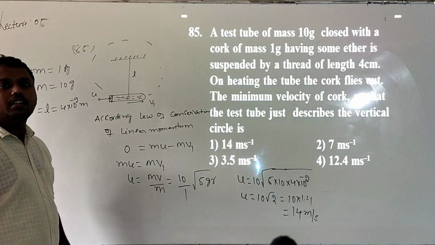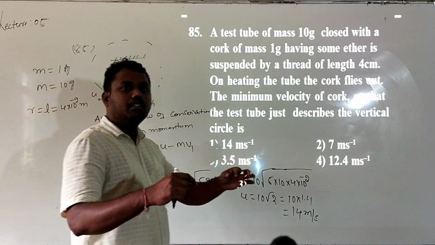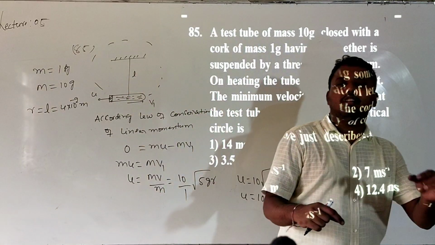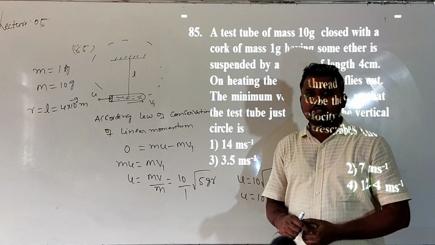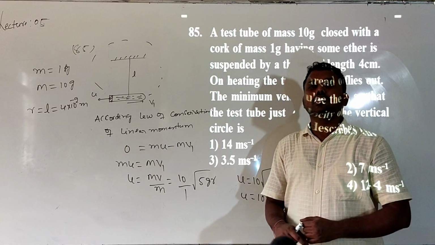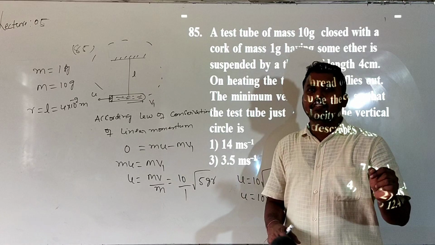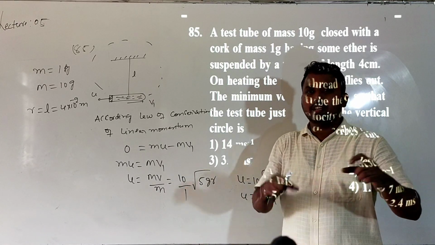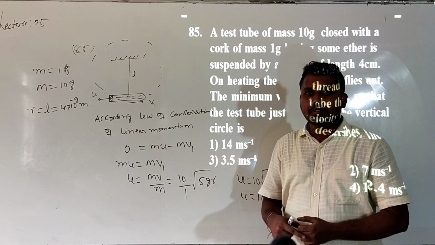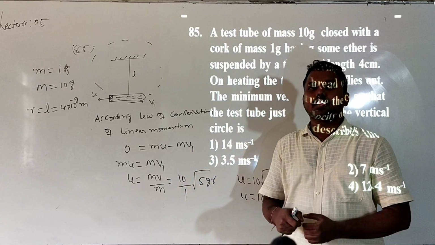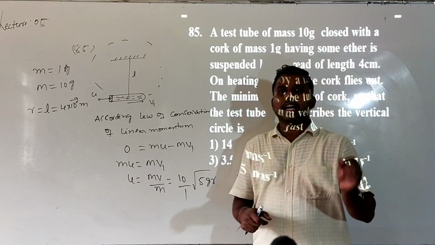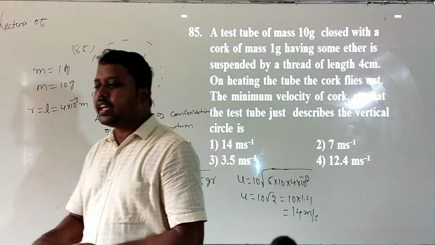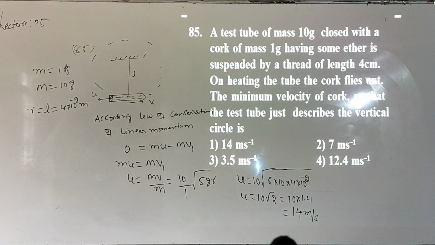Question understood? When the cork leaves, to keep the momentum constant, the tube will move in the backward direction. They are asking us to calculate the velocity with which the cork should come out for the tube to execute vertical circular motion. In order to execute the vertical circular motion, the velocity at the lower end should be equal to root over 5 g r. Okay, this is question number 85.